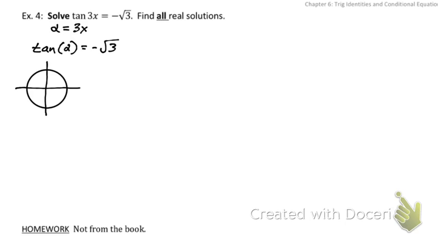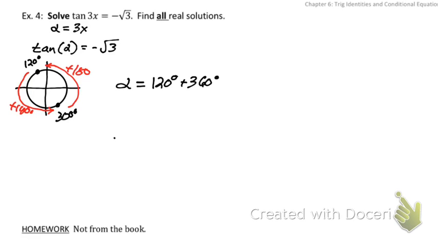Degrees or radians? Doesn't matter. Let's just use degrees. So you should find that at 120 degrees. And then we should also find that at, 300 degrees? Now with tangent, the cool thing is it's always by 180. So that's plus 180. That would be plus 180. So if I was solving for alpha, we would have alpha equals 120 plus 360.